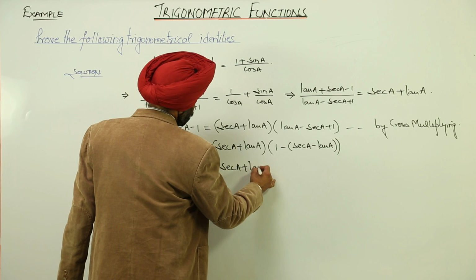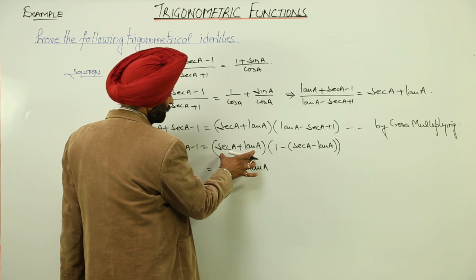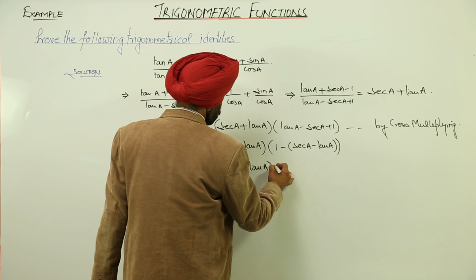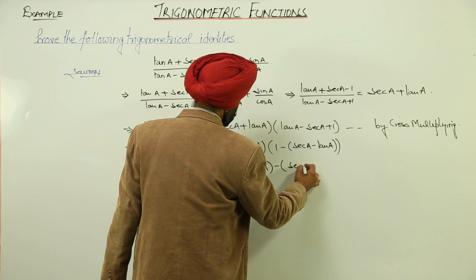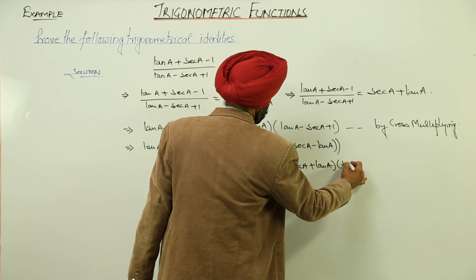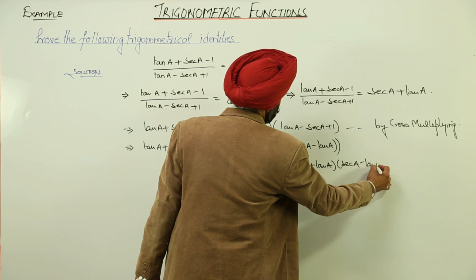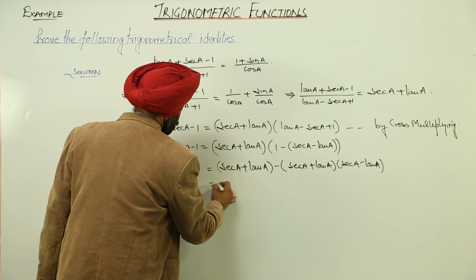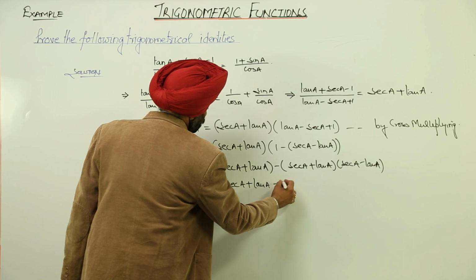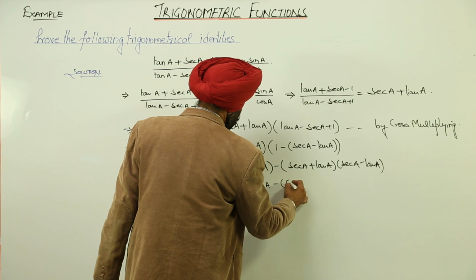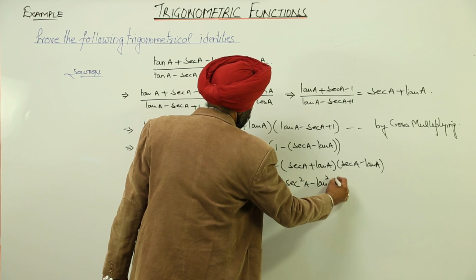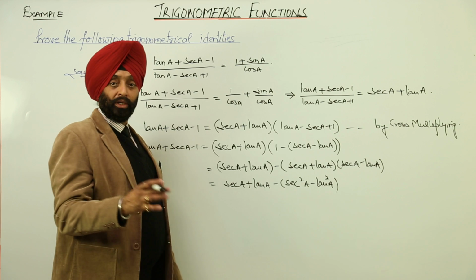So now this becomes secant A plus tan A, multiplying secant A plus tan A with 1 minus secant A plus tan A, secant A minus tan A. Secant A plus tan A minus secant square A minus tan square A, using the identity A plus B, A minus B.